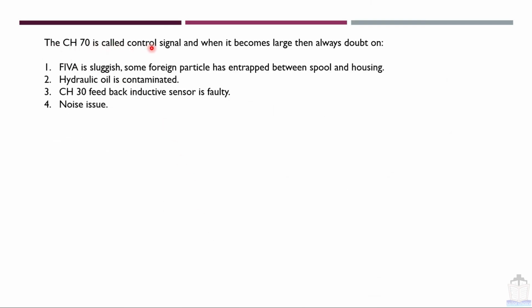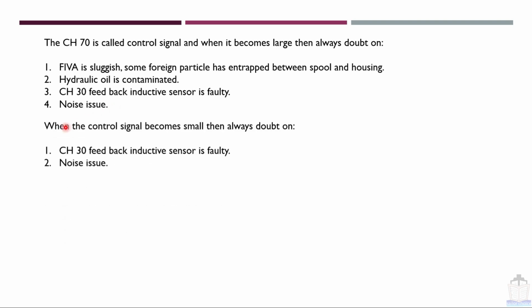Channel 70 is called the control signal, and when it becomes large, then always doubt: first, FIBA is sluggish, some foreign particle has been entrapped between spool and housing. Second, hydraulic oil is contaminated. Third, channel 30 feedback inductive sensor is faulty, and noise issue. When the control signal becomes small, then always doubt that the channel 30 feedback inductive sensor is faulty, noise issue.